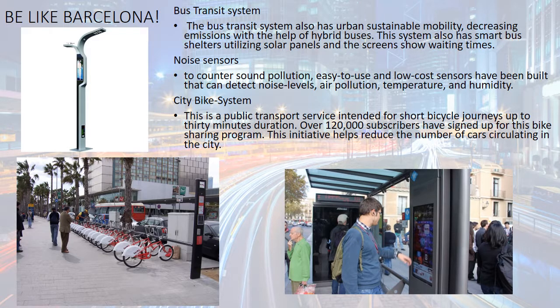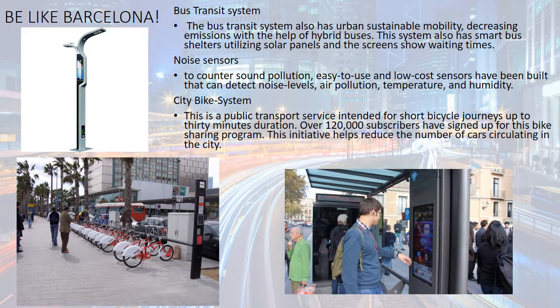Bus transit system. The bus transit system has urban sustainable mobility, decreasing the emissions with the help of hybrid buses. This system also has smart bus shelters utilizing solar panels, and the screens show waiting times. This has been implemented in different parts of this nation by now. In Delhi, we have solar buses. In Nagpur, we have solar buses.